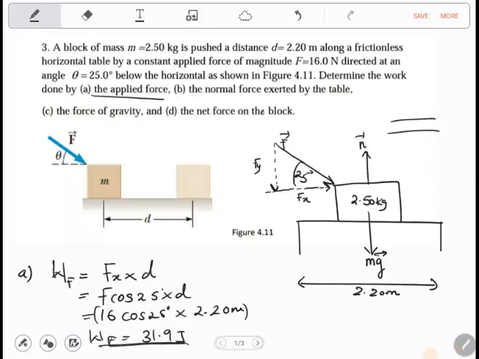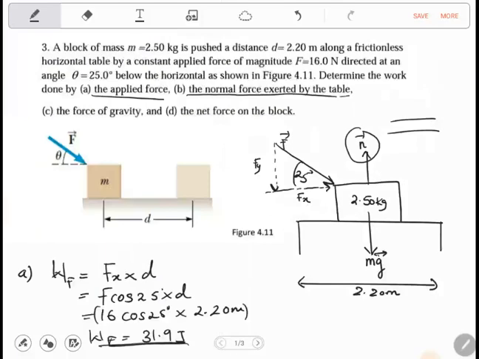Now part B says the work done by the normal force exerted by the table. You know that the normal force and the distance are perpendicular. Remember what I said: for work to be done, the distance and the force must be parallel to one another. Since these are perpendicular, work done is 0. I want to show you why. The angle is 90, so work equals the normal force times cos 90 times distance. Cos 90 is 0, which gives us 0 joules. That's all.